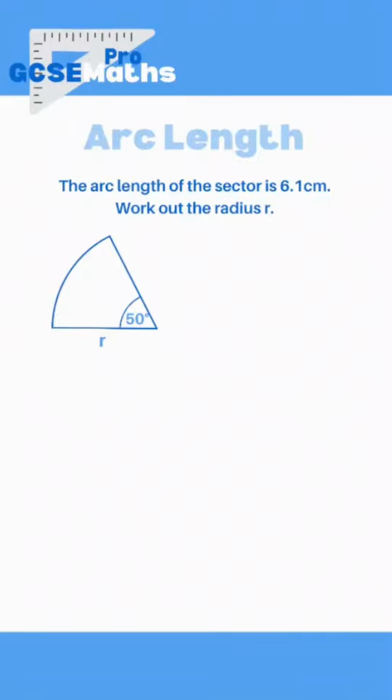So, do you know how to work out this question on arc length? We've been given here that the arc length of the sector is 6.1 centimeters, and we need to work out the radius r. So first of all, what is the arc length? Well, it's referring to this length here, this curve.